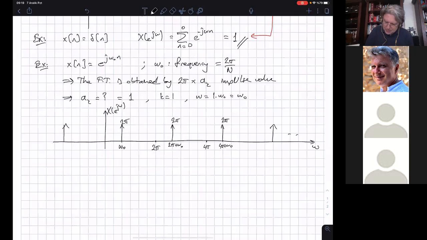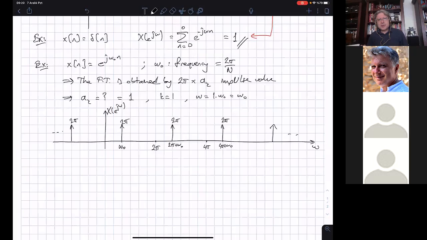I don't know if I'm drawing correctly. No, the last one is incorrect. The location-wise, it must be. Ah, yeah, it was correct actually. Why did I remove it? It goes on like this.